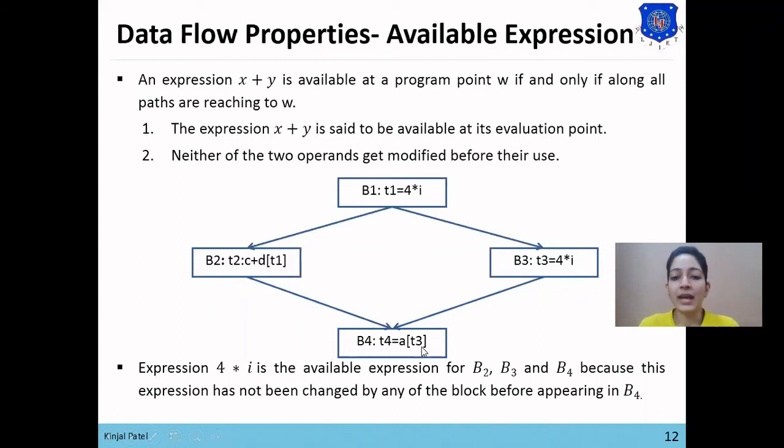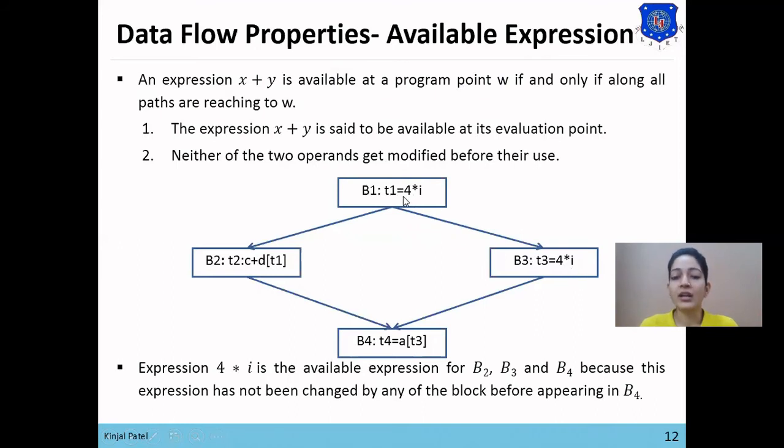Means here we are giving the reference of this 4 star I to T4 block. So till this expression has appeared in this block, the 4 star I expression has not been changed by any of the blocks. So this expression is called an available expression. This available expression property is used to eliminate the common sub expression. That here we can find the common sub expression using this available expression.